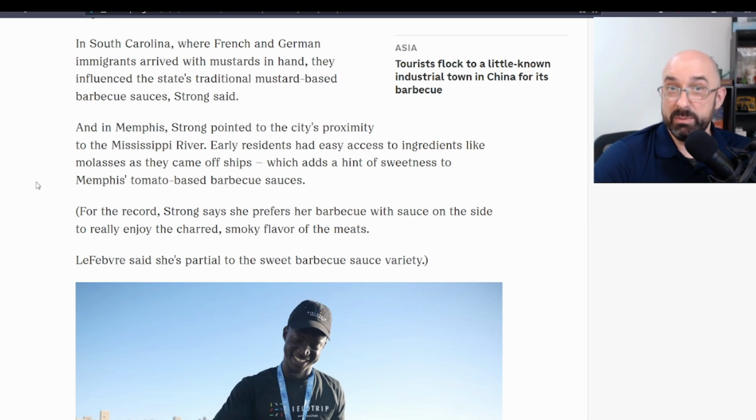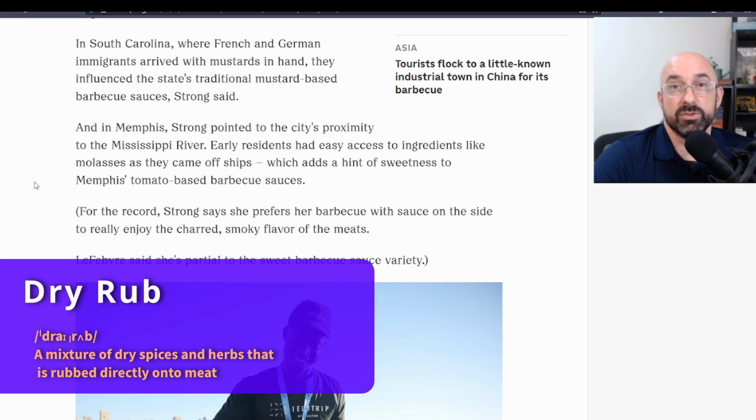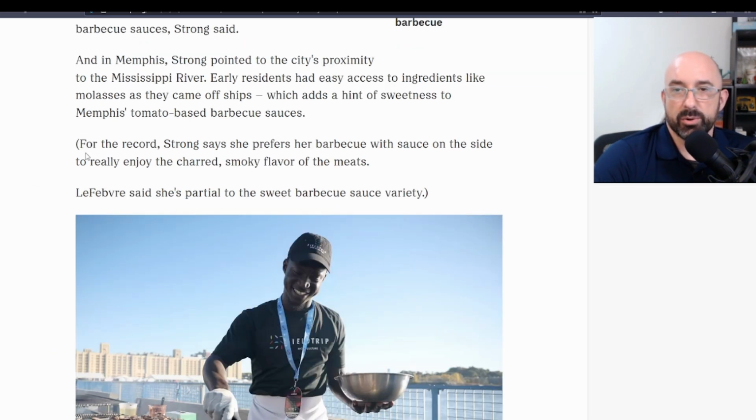Now, having lived near Memphis growing up, I can tell you that Memphis is also known for having no sauce. Memphis is known for what's called a dry rub. Memphis is really well known for cooking things like ribs with no sauce at all. It's very, very famous. I want to read this parentheses right here because it's got a couple of phrases in it. For the record, Strong says she prefers her barbecue with sauce on the side to really enjoy the charred, smoky flavor of the meats.